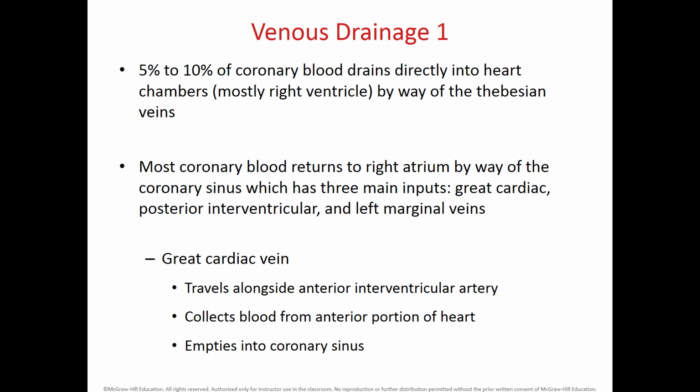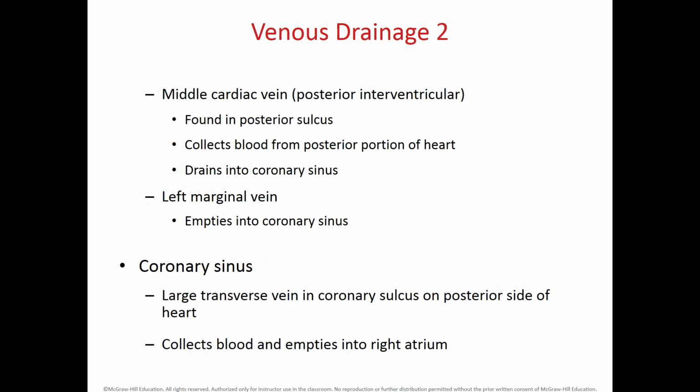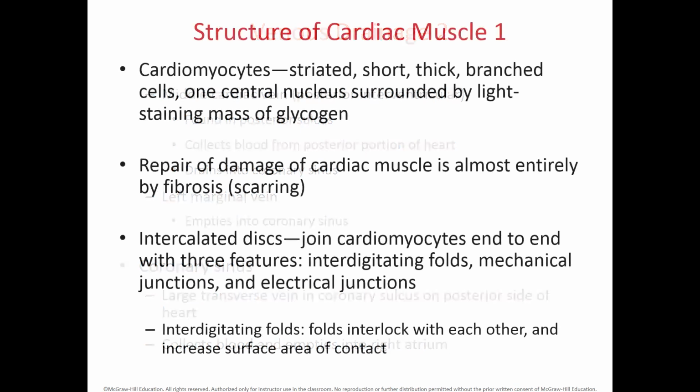So 5 to 10% of the coronary blood drains directly into the heart, as I told you before, but the rest will drain into the superior vena cava. So great cardiac vein, middle cardiac vein, left marginal vein will drain into the coronary sinus, and then the coronary sinus will drain into the right atrium.